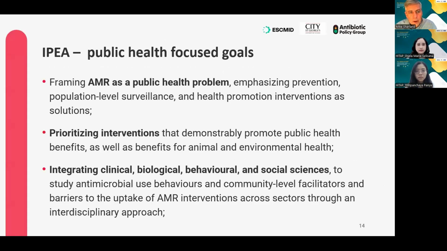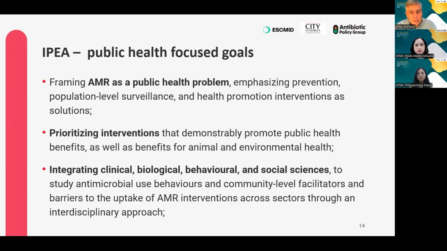And before we get into the details, the other component of this really is that this all should be public health focused. So this is really framing AMR as a public health problem. That's emphasizing prevention, population level surveillance, health promotion interventions and solutions, and optimizing the use of medicines that actually are the public health need, and focusing AMR very much as a public health concern. And therefore, this is about prioritizing interventions that demonstrably promote public health benefits, as well as benefits for animal and environmental health as well.